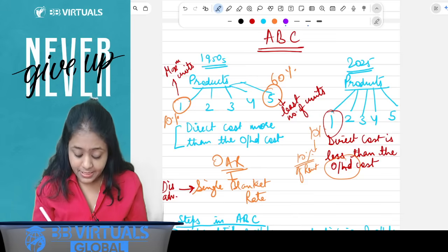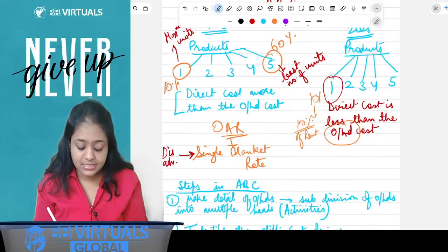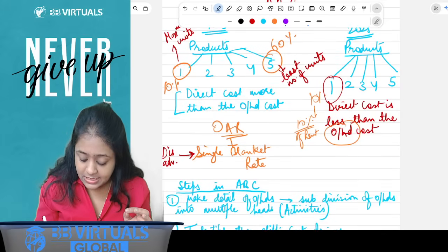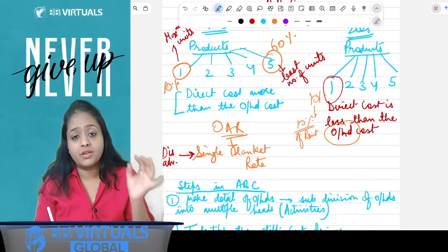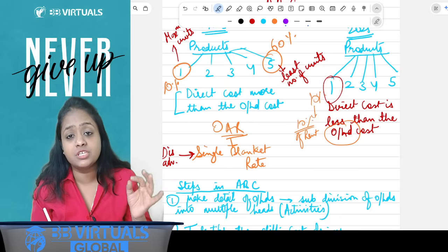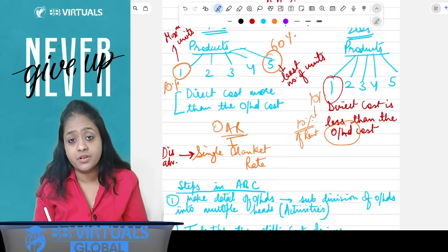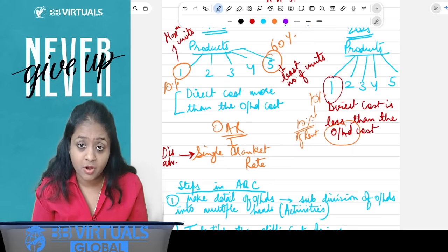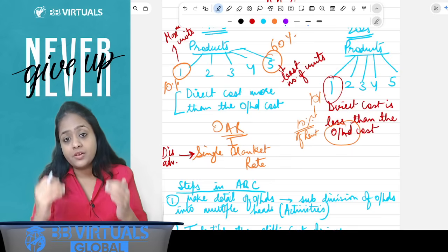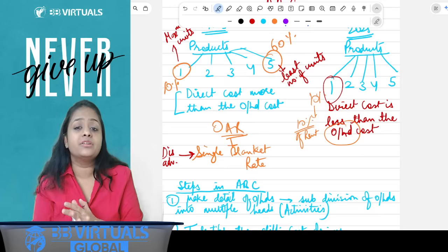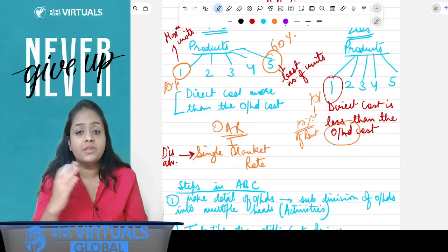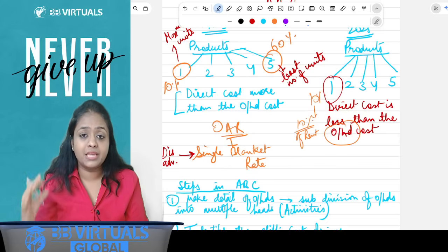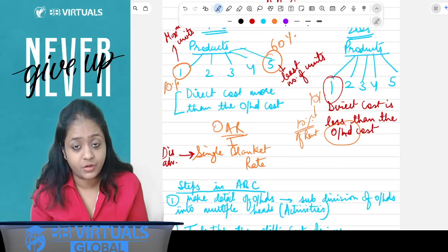ABC costing in place. Activity based costing says that since your direct cost is less than the total overhead cost, it really does not matter what is the percentage of units which is generated or percentage of hours which is used by each of the products. Instead, let's break down the overheads and then calculate the overhead cost in respect of the usage by the different products and add them up to get the total overhead cost for the product.